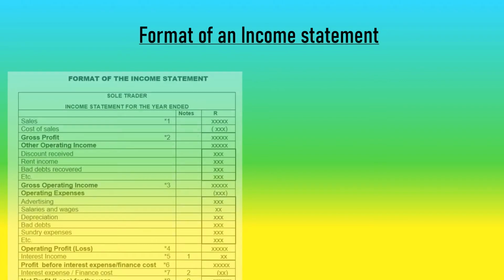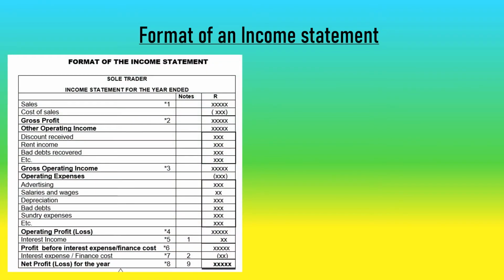Let us now go through a format of an income statement. This is a generic income statement format. The income statement will have all your income and all your expenses. The income statement will also have a column for notes. In this column, you will have references to these numbers. These will tell you, for example, note number 1 will be interest income, note number 2 will be interest expense.